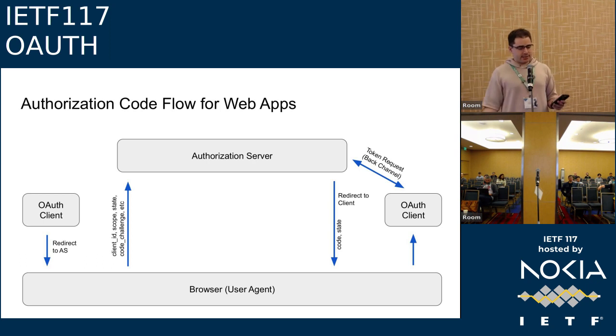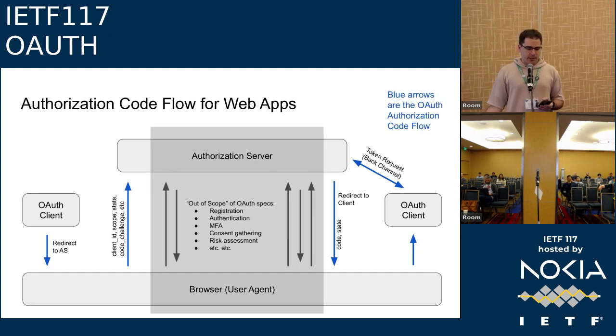The next thing that client sees is the user is back at the redirect URL of that application, and there is now an authorization code there. And then it can exchange that authorization code for a token. Cool, that's great. Well, what happened in between? In between is all of the stuff that is, quote, out of scope of OAuth. That's how does the user log in? How do they authenticate? What kind of multi-factor do you do? What kind of consent gathering do you do? What kind of registration flows or recovery flows? All that stuff has to happen, and it does happen, but the app doesn't see it. It's all stuff that happens between the browser, the user agent, and the authorization server.